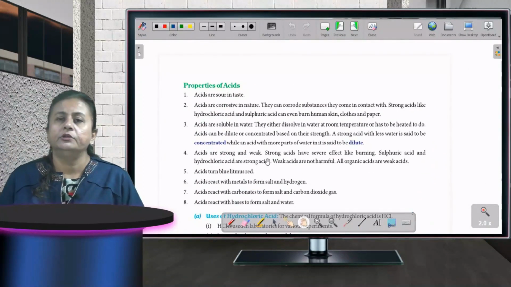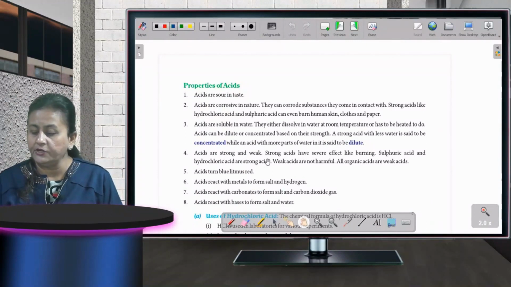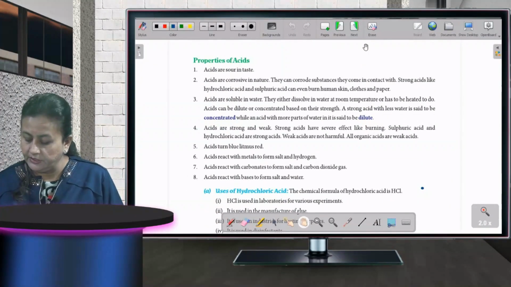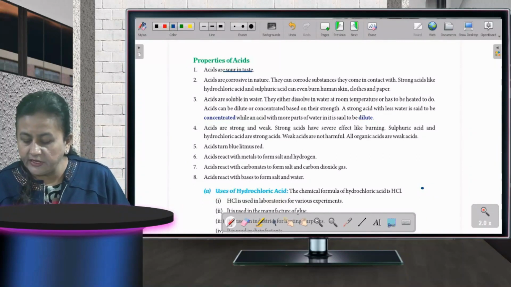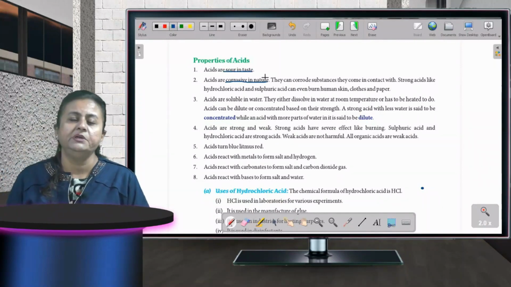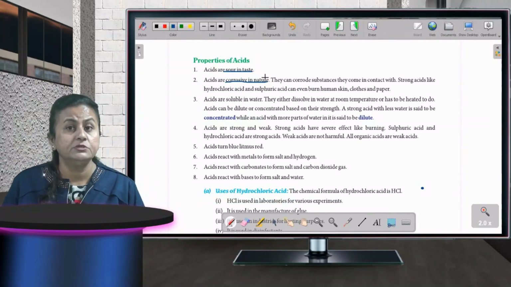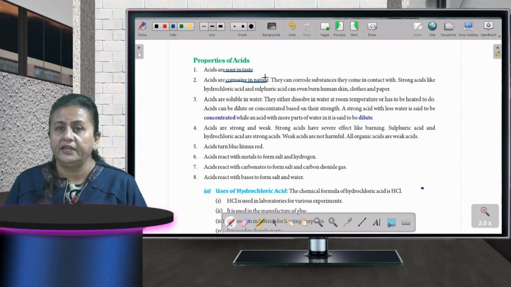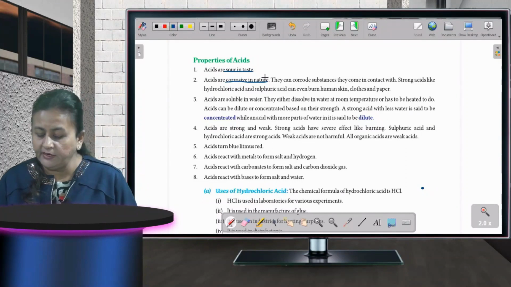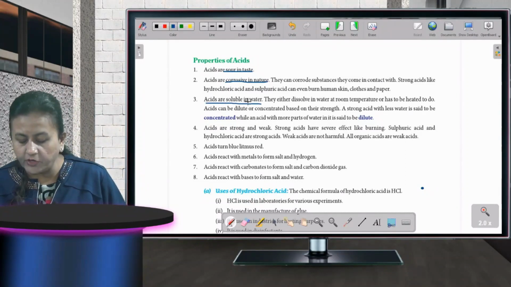If I talk about the properties of acids, you can see on your screens also here. Acids are sour in taste. They are corrosive in nature. What is the meaning of corrosive? Corrosive means unko zang lag jata hai. When they come in contact with the air, moisture, they get corroded. Then acids are soluble in water.